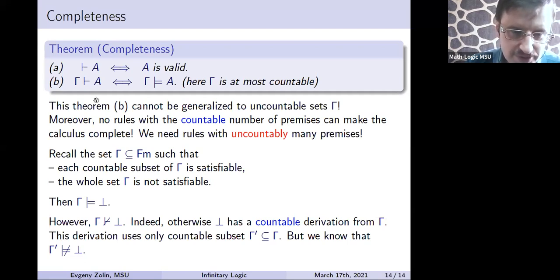So if we want a very strong completeness theorem, it is not enough to consider rules of inference that have countably many premises. We need much stronger rules with uncountably many premises.